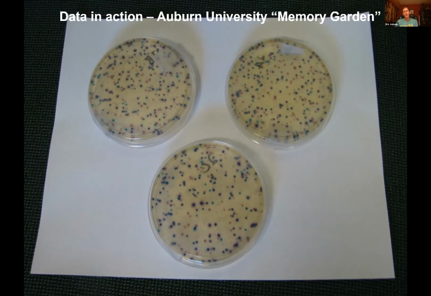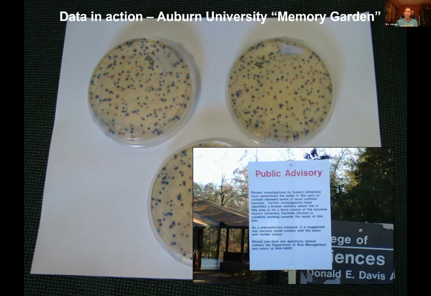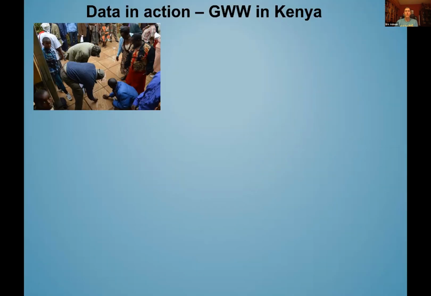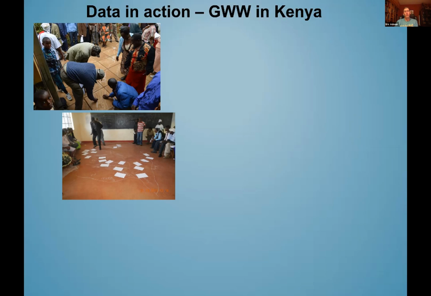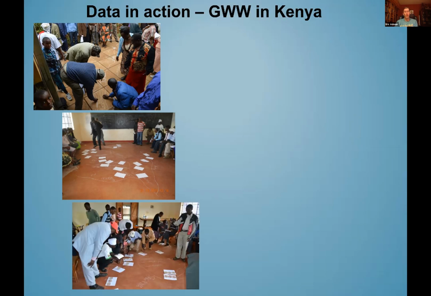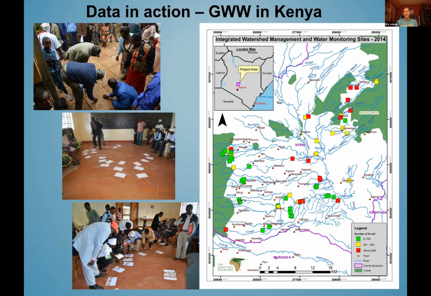Another thing you can do is bring it to people's attention so that they will post a warning if you find a water source that's especially dangerous. This is a case where Global Water Watch was working in Kenya, and they had people collect samples. They drew a map of their watershed on the floor, and they brought people's data sheets in and put them on the floor to represent the watershed. Then they translated that into an actual watershed map, so people could see where the hot spots were in their watershed.